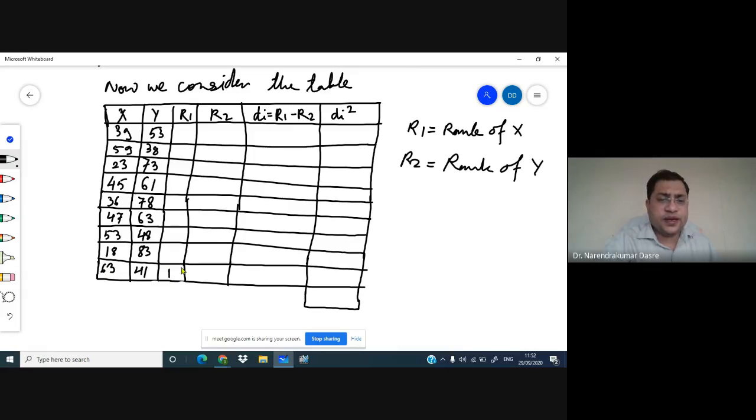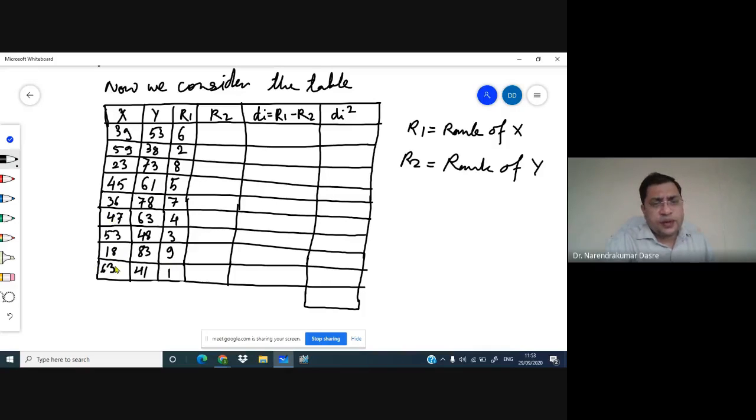Then after that we have 59, so this is 2. Then we have 53, so it is 3. Then 47, so this is 4. 45, so this is 5. Sorry, we have 39, so this is 6. Then 36, so it is 7. 23, so this is 8. And 18, this is 9. See how we have given the rank: maximum marks, better rank.